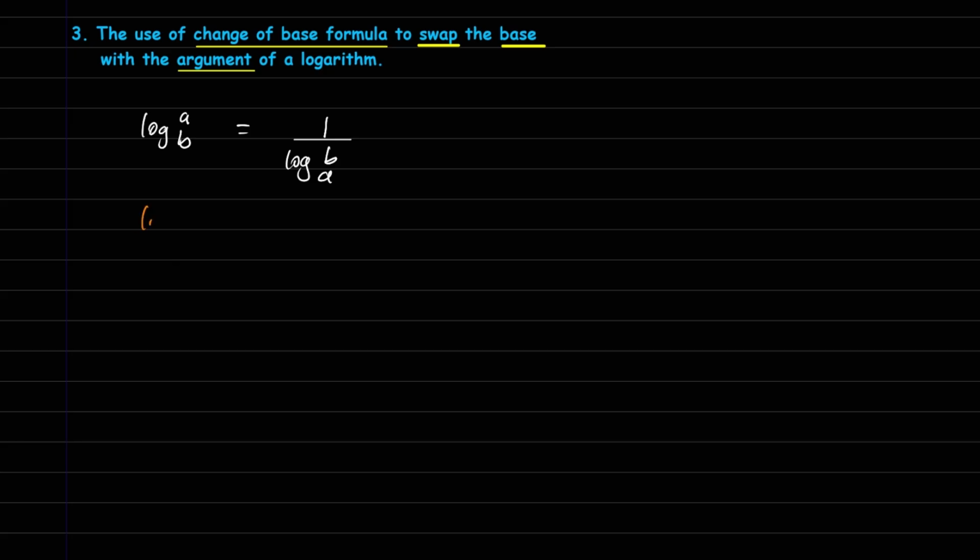Indeed, given log of a base b, if we want to swap the base with the argument, we should introduce a new base, and this base should be the same as the argument. In this instance, we should introduce a new base of a. So we will have log of a base a divided by log of b base a. And from the identity, log of a base a should equal 1. So we'll have 1 divided by log of b base a. Thus swapping the base with the argument.